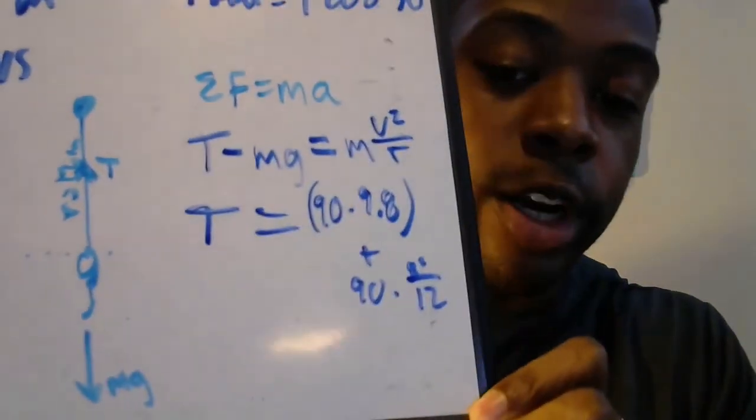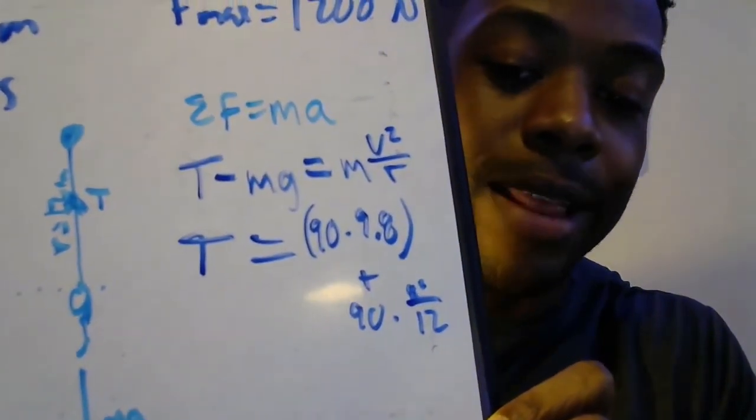We're going to add that to the mv squared over r. So we're going to do 90 times v squared over r. So it's going to be the 8 squared over the r, which is 12. So this is the last bit of work. If you've got that, you're good. If not, work on it. But let's just do the math really quickly.